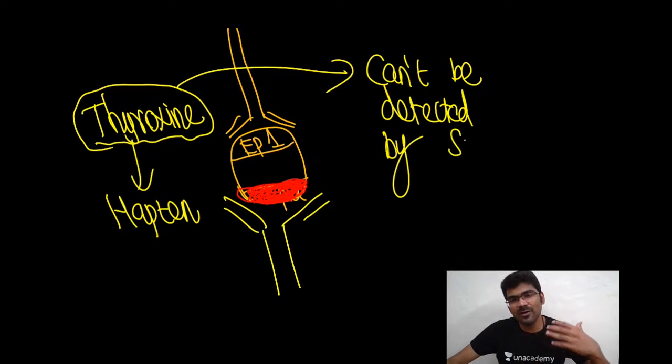So thyroxine cannot be detected by sandwich ELISA.